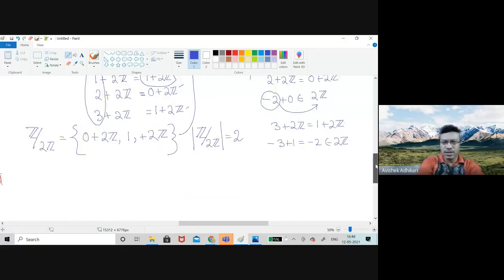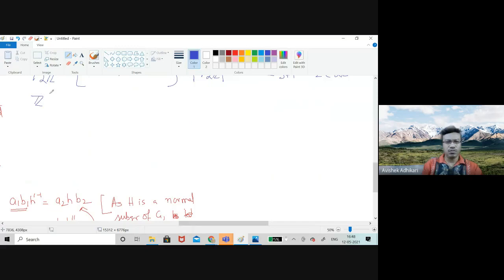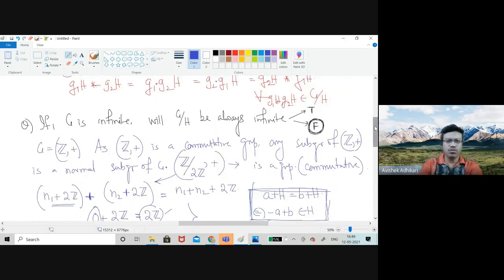Similarly, you can consider, for example, Z quotient 101Z. How many elements will it have? What would be the order of this? 101. Okay. So now it's very easy for you to guess. So even if the group is infinite, the quotient may contain finitely many elements. So G quotient H may contain finitely many elements.